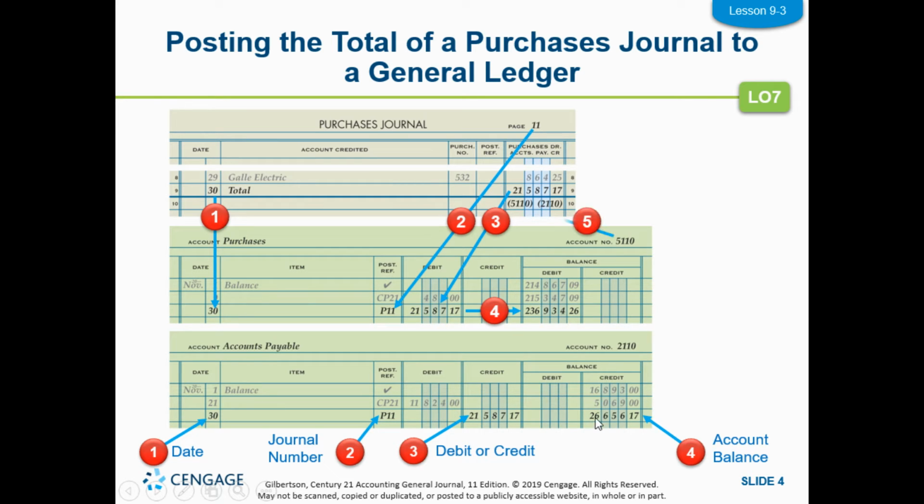All right. Put the account number 5110 for purchases, 2110 for accounts payable. Okay.